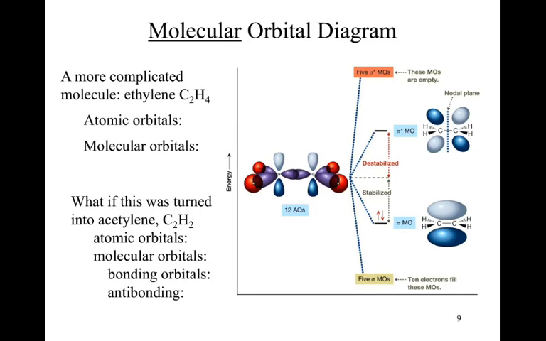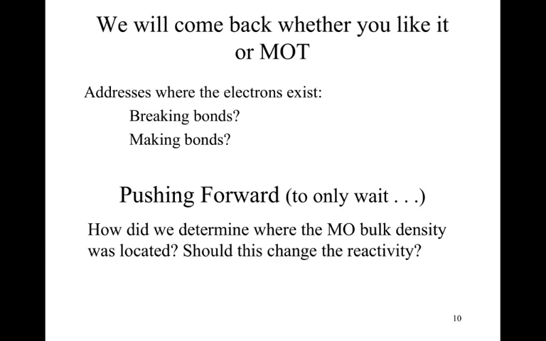What if we turn this into, say, acetylene? How many atomic orbitals would we expect out of it? How many molecular orbitals? How many bonding orbitals? How many antibonding orbitals? So look at each of those stages, see what you can come up with. There's going to be a quiz question now, and hopefully you got that right. We will come back, whether you like it or not, to molecular orbitals, because they help us explain where the electrons are in the process of breaking bonds and in the process of making bonds. So they are super, super important.